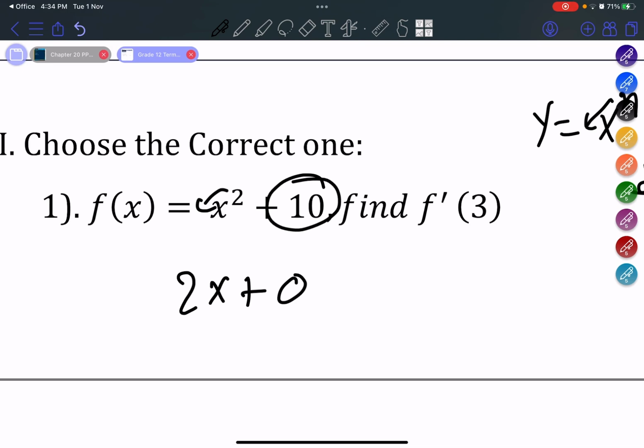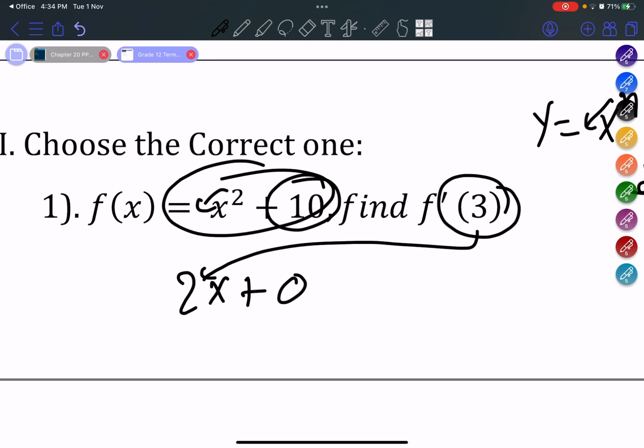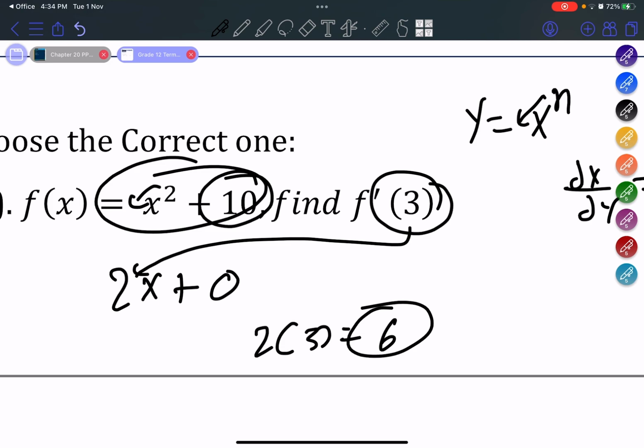Now, after we found the derivative of this function, we will sub in the value of 3 in the place of x, so we put 2 times 3, and this will give us 6. So this is the answer.